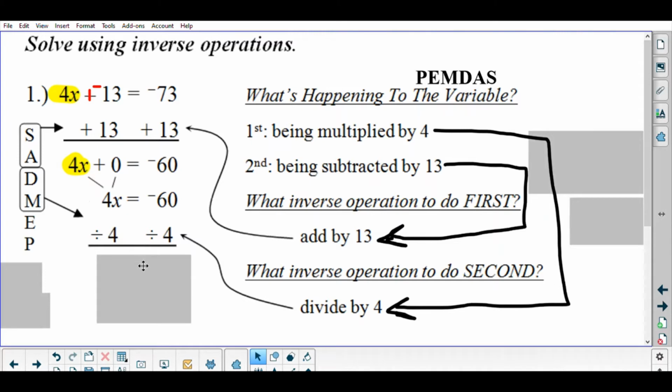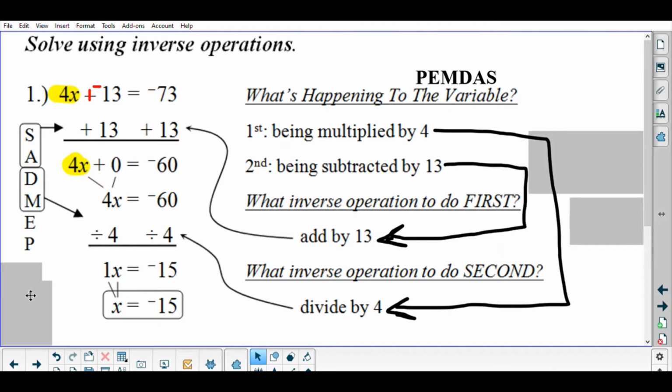4 divided by 4 gives you 1, so we have 1x. Negative 60 divided by 4 gives you negative 15. 1 times x is the same as x. That's the multiplicative identity property. And now we finally have the x by itself, which means now we finally have solved the equation. We found the one and only number that x could equal to make the original equation true.